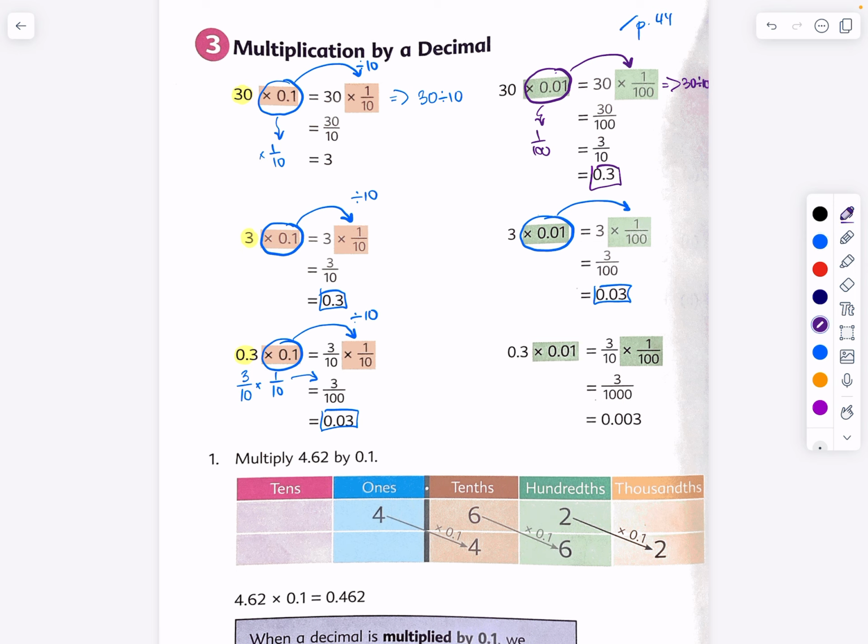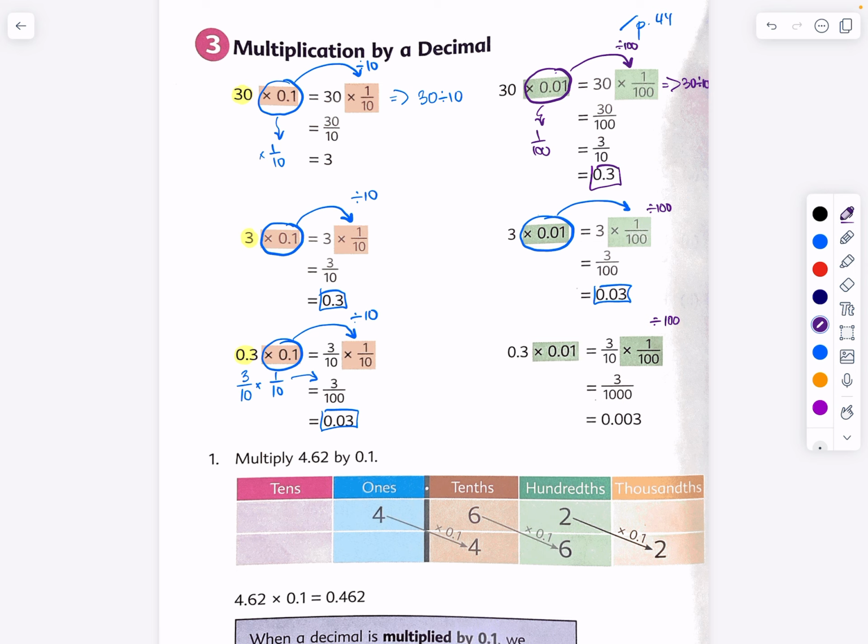Similarly, to multiply by 0.01 is the same as to divide a number into 100 equal parts. To multiply by 0.01 is the same as to divide by 100. To multiply by a fraction is the same as to divide the number into that denominator of equal parts. Let's take a look at the pattern.